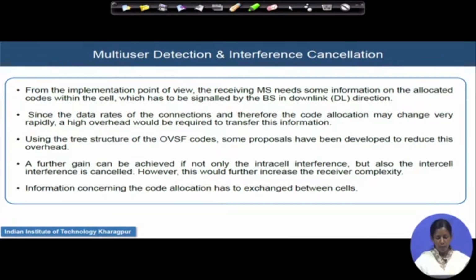A further gain can be achieved if we consider not only the intracell interference but also the intercell interference. That can give a huge gain to the performance, but remember, with a heavy increment in the system complexity.